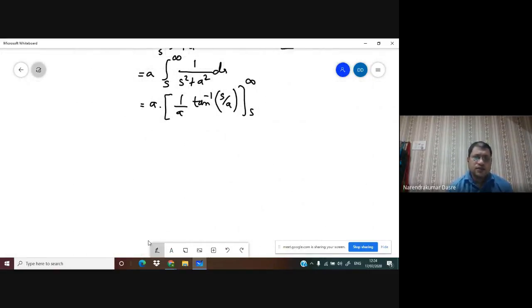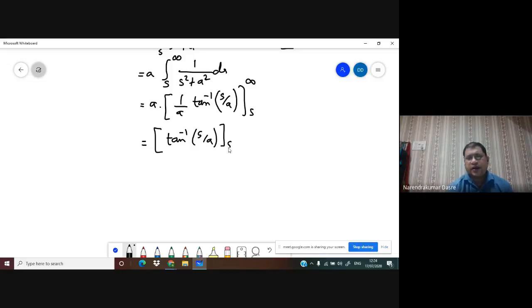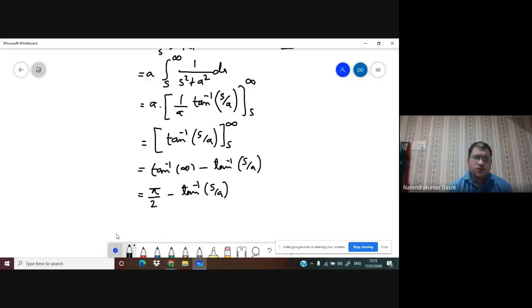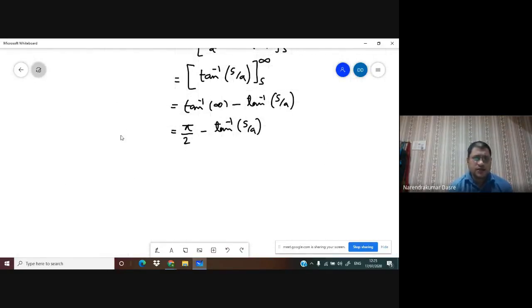Now, this a in the bracket and a here will get cancelled, so I'll have only the term tan inverse of s by a, with limits s to infinity. So we got tan inverse of infinity minus tan inverse of s by a. If I put infinity I get infinity, and if I put s I get s. Now tan inverse of infinity is pi by 2, and minus tan inverse of s by a. Those who are able to get up to this have the correct one.